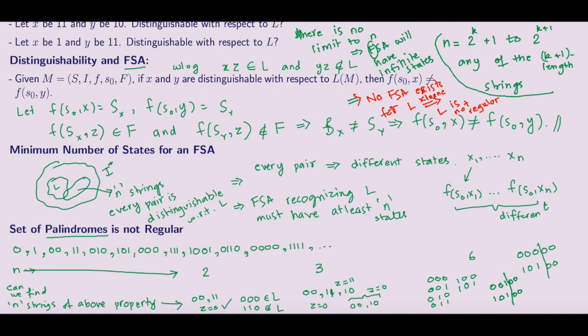Okay, so as a recap, what we did today was we introduced the concept of distinguishability, and we saw how a finite state automaton is related to distinguishability. Then further we asked whether we can find a minimum number of states for an FSA using the concept of distinguishability, and then we applied this concept to the set of palindromes.